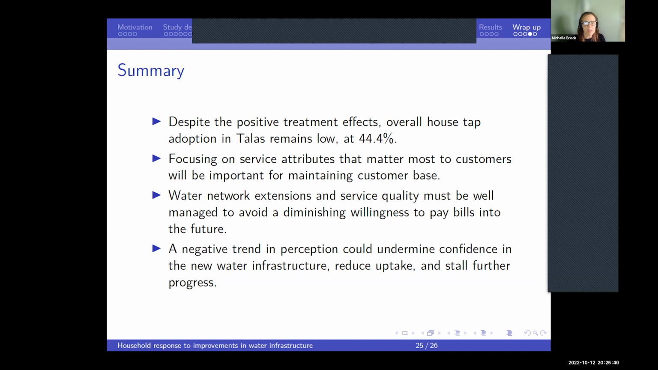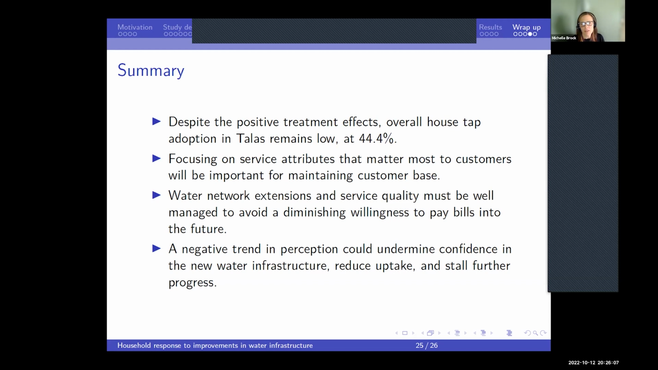Just generally speaking, and it probably goes without saying, water network extensions. Extensions of the network were not part of this project, but any extensions and service quality improvements must be well managed to avoid diminishing willingness to pay in the future. Negative trends and perceptions could undermine confidence in new water infrastructure and reduce uptake.